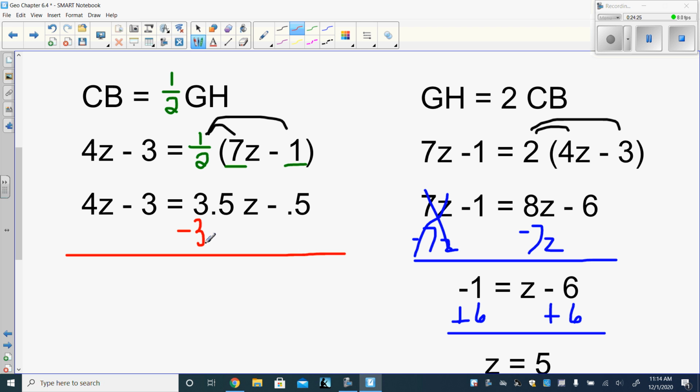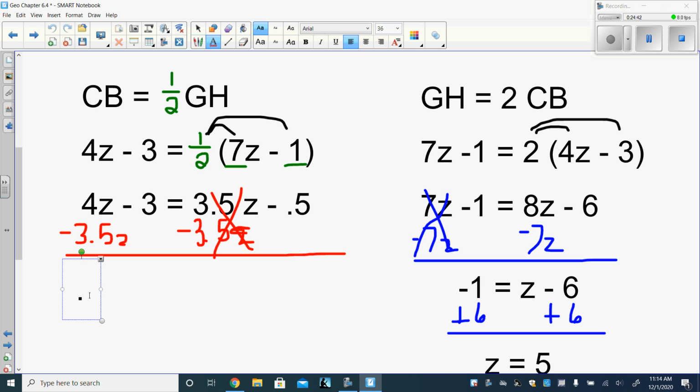Now the next thing I'm going to do is get z on the same side. So I'm going to subtract 3.5z from both sides. So we subtract 3.5z from both sides. So these here will cancel, and what that will leave me with over here is 0.5z minus 3 is equal to negative 0.5.